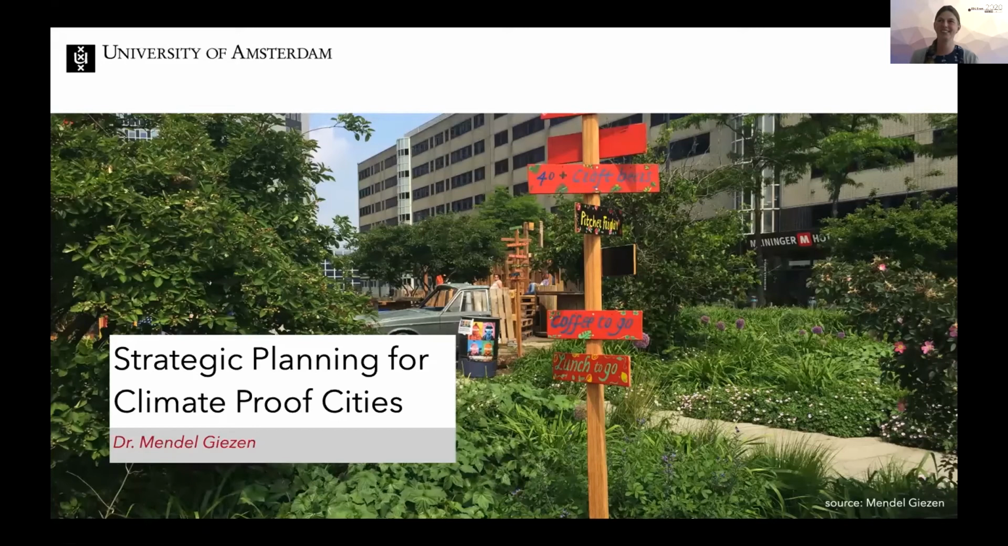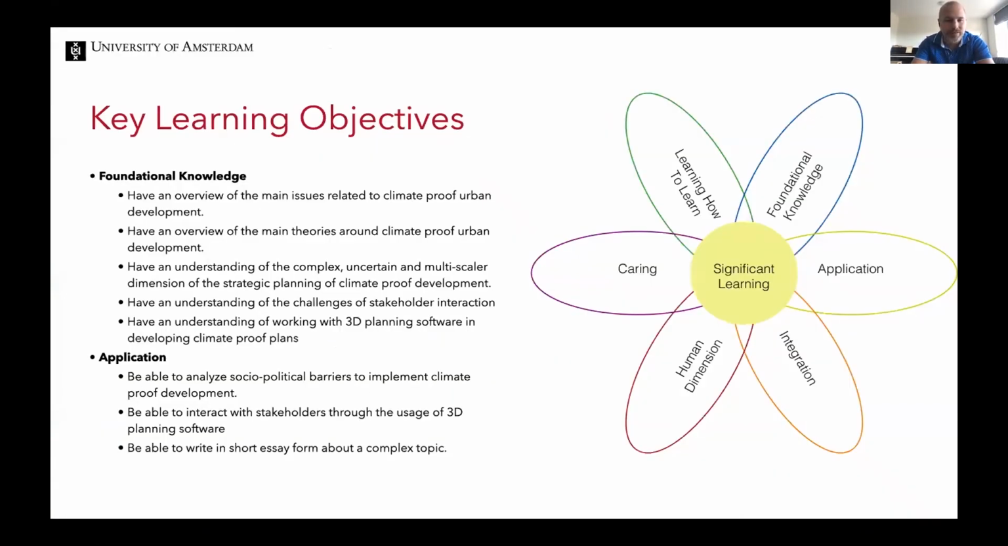Yeah, very good. So this is, of course, strategic planning for climate-proof cities. It's in the Master of Urban and Regional Planning at the University of Amsterdam. And last year, I only used the climate game. So this year I thought I'd try to integrate the Tygron engine a bit more in the course.